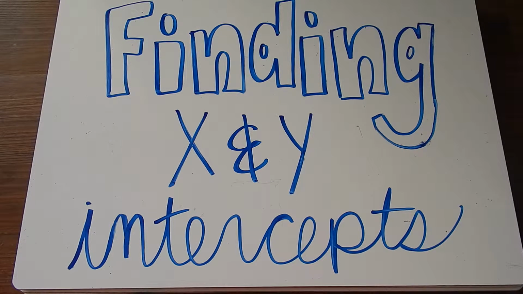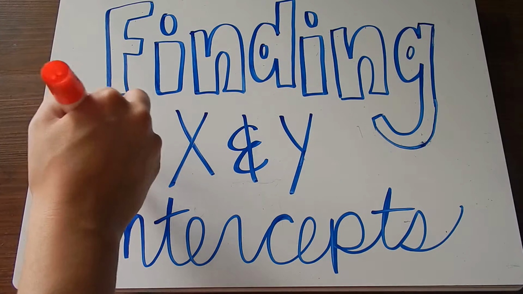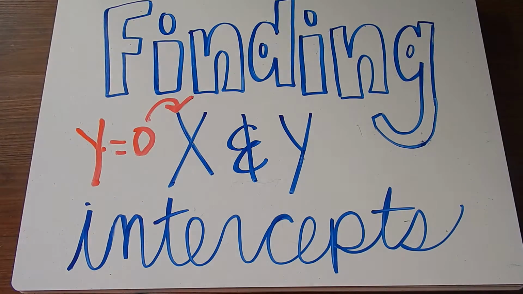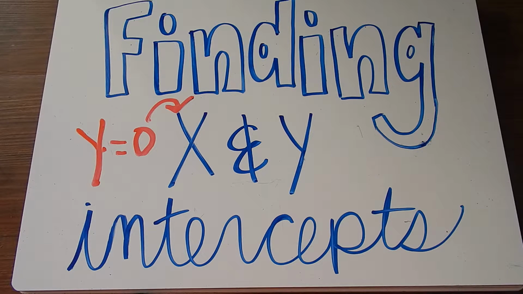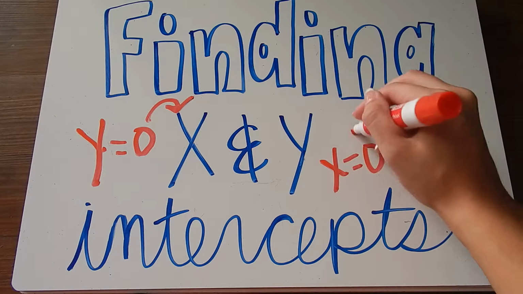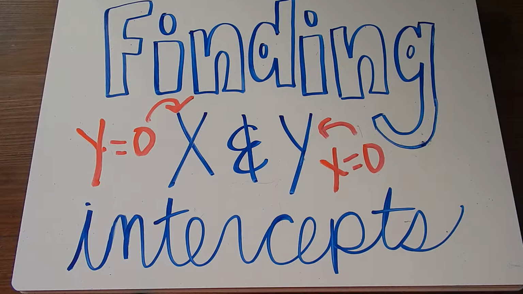Today's lesson is over finding x and y intercepts from standard form of a line. Before we start, let's talk about what x and y intercepts are. An x-intercept is where the line crosses the x-axis. That means that y is equal to 0 on our x-intercept. Y-intercepts are where the line crosses the y-axis, which means x is equal to 0 at the y-intercept.